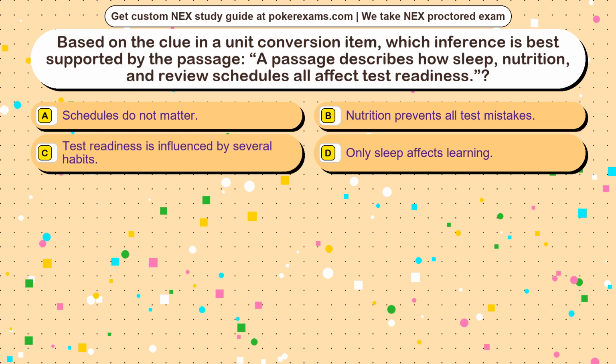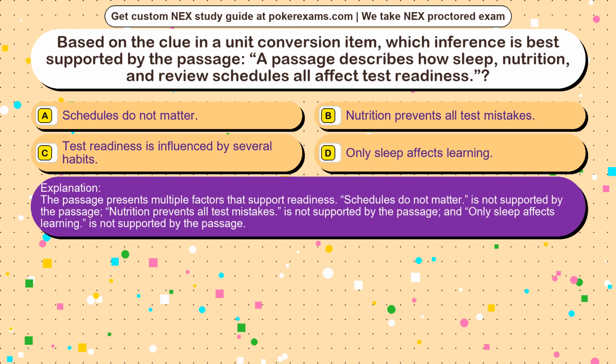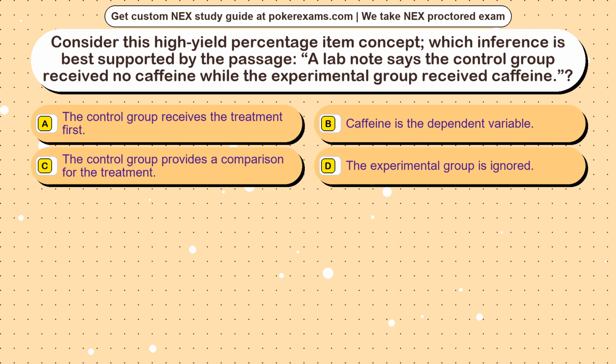The correct answer is option. The passage presents multiple factors that support readiness. Schedules do not matter is not supported by the passage. Nutrition prevents all test mistakes is not supported by the passage, and only sleep affects learning is not supported by the passage.